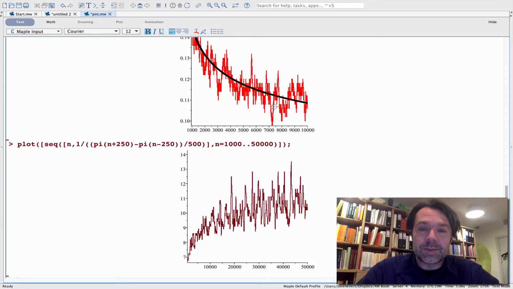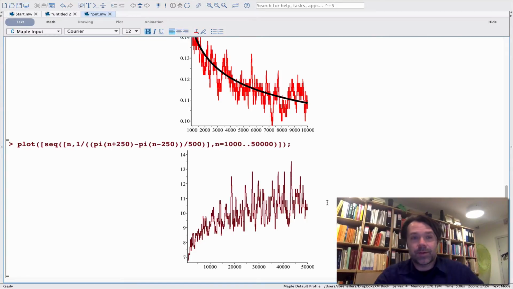I've also increased the size, so I'm now going all the way out to 50,000 rather than just 10,000. And you can see perhaps it's a little bit easier to process this visually. If you looked at this, you could get the idea that if you sort of cancel out all the fluctuations, this looks a little bit like the graph of the logarithm.